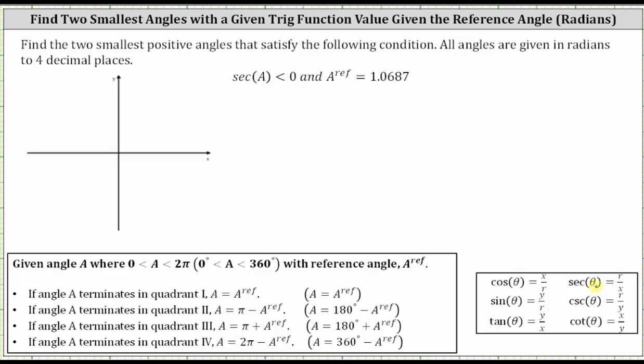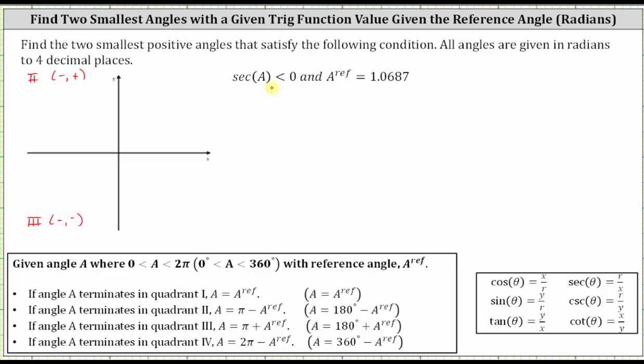Remember, secant theta is equal to the reciprocal of cosine theta, and since cosine theta is equal to x divided by r, secant theta is equal to r divided by x, where r is always positive, and therefore the sign of x indicates the sign of the secant function. And since we know secant A is less than 0, we know the terminal side of angle A must be in quadrant 2, where x is negative and y is positive, or in quadrant 3, where x is negative and y is also negative. Again, if x is negative, the secant function value will also be negative.